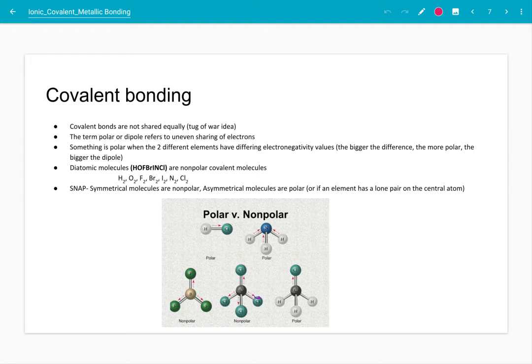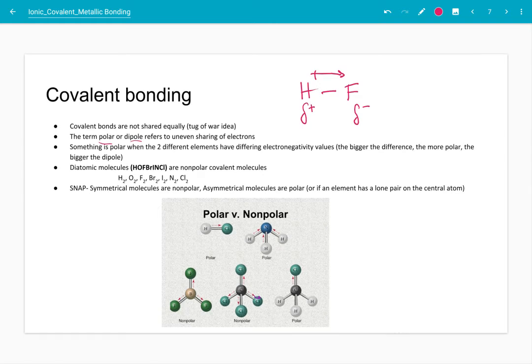So when they don't share evenly, we use the term polar, or something has a dipole. So if I look at hydrogen and I look at fluorine, and these two could be bonded, we know fluorine is a very, very electronegative element. And so what happens is electrons get tugged towards fluorine, and so fluorine's going to be kind of an electron hog, making it have a partial negative charge, leaving hydrogen with a partial positive charge. So fluorine feels more of the electrons and hydrogen doesn't.